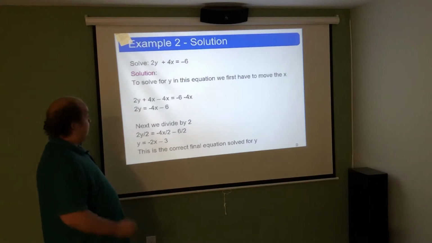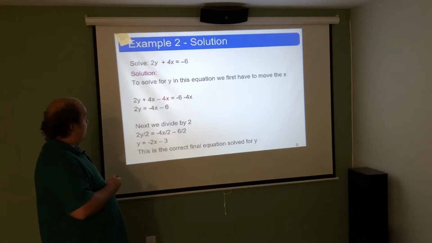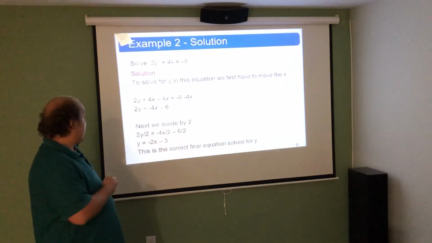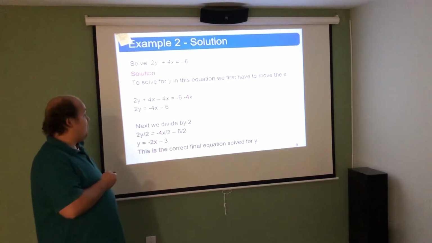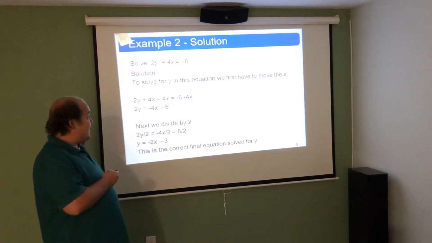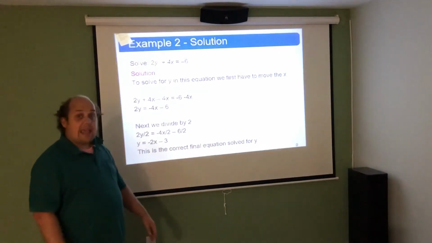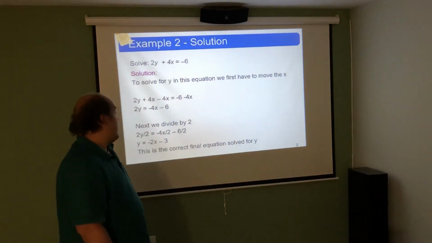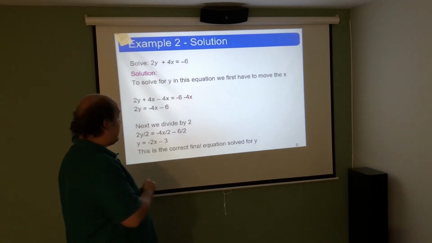In our solution, first we have to move the x. So we start out with 2y plus 4x. To move this plus 4x to the other side, we have to subtract 4x. That way, plus 4x and minus 4x will be equal and opposite and go away, and just leave me with 2y on the left side. What I do to the left, I have to do to the right, so this -6 also has to be subtracted by 4x. But these two are not like terms. I can't combine a 6 and a 4x. For that reason, I have to leave them separate.